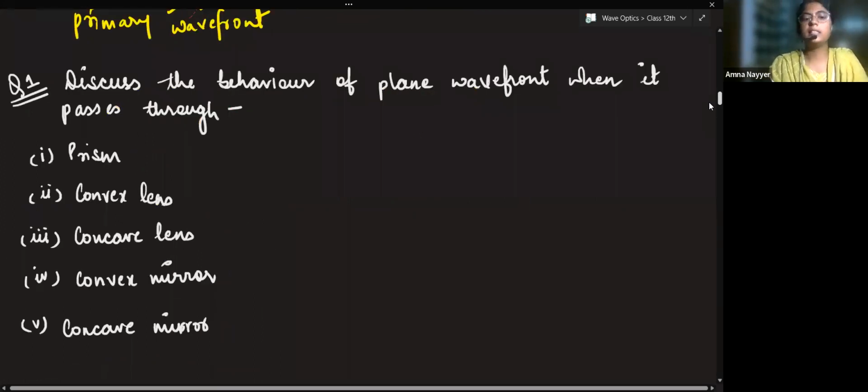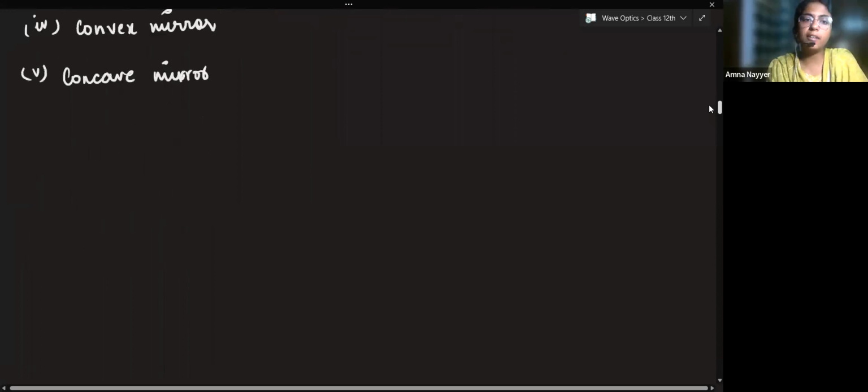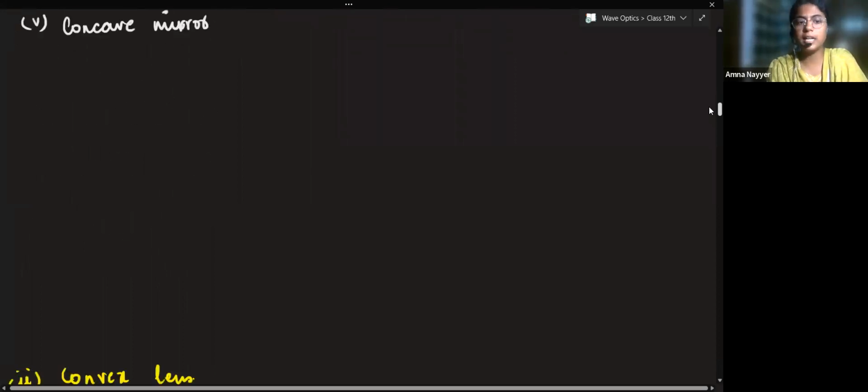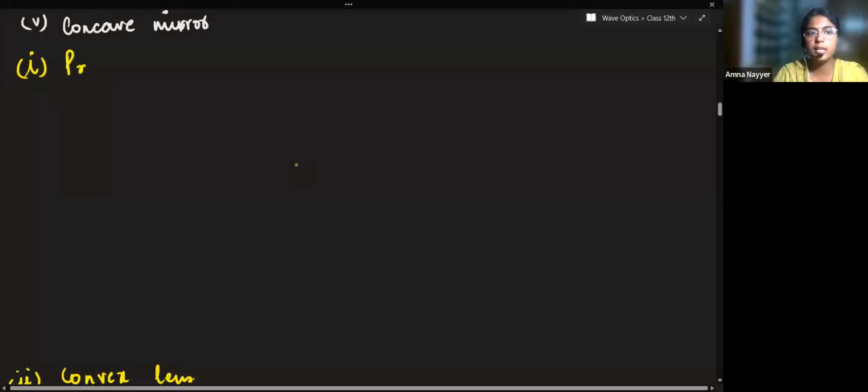Now let's see certain cases where we apply Huygens' principle. Let's start with the prism. I have done it as a question, otherwise you can get it as a separate theory question as well, so question form can also come. Now see, prism.